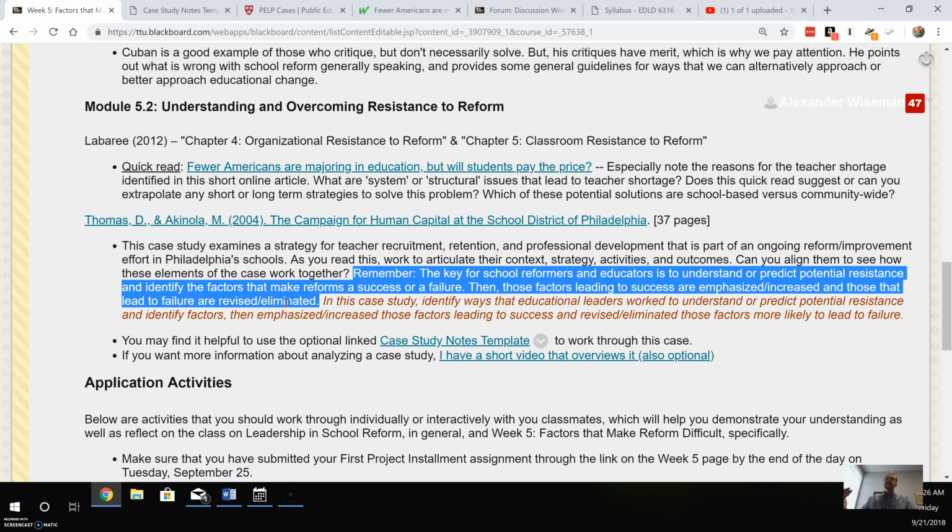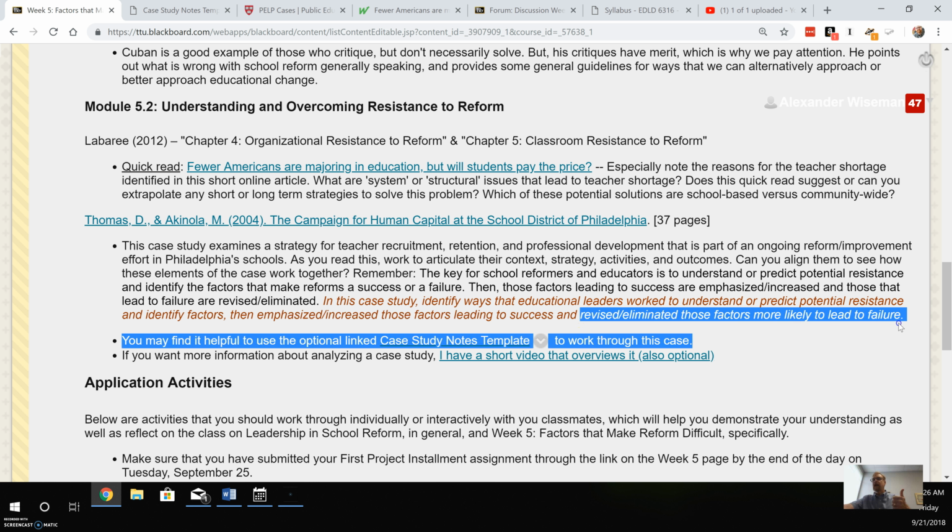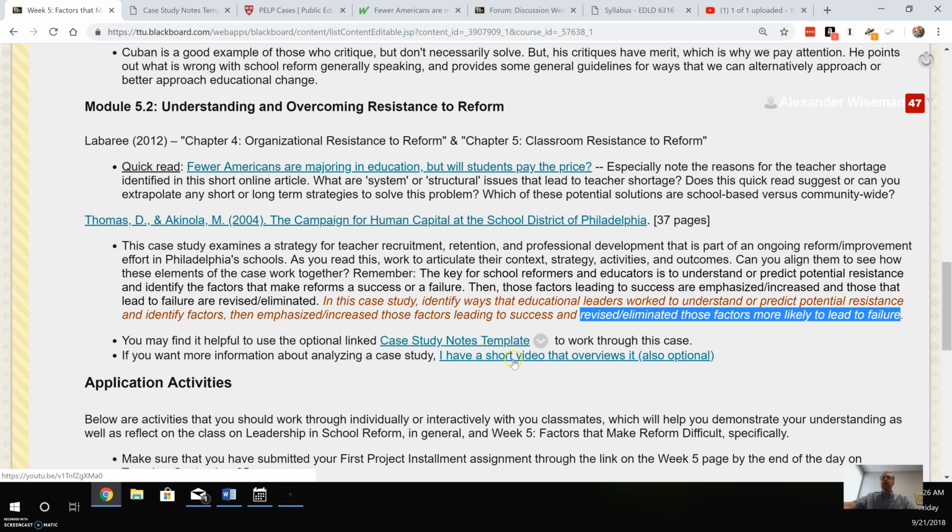So we're able to use this case study as a way to identify what we as educational leaders should understand or use to predict potential resistance and identify them. So then we want to emphasize and increase those factors that lead to success and revise or eliminate those factors that lead to failure. I want you to look at this case study and see, first of all, how did the educational leaders in the school district of Philadelphia emphasize and increase the factors leading to success and revise and eliminate the factors more likely to lead to failure. I also want you to see if you can figure out how they identified what those factors were or are.